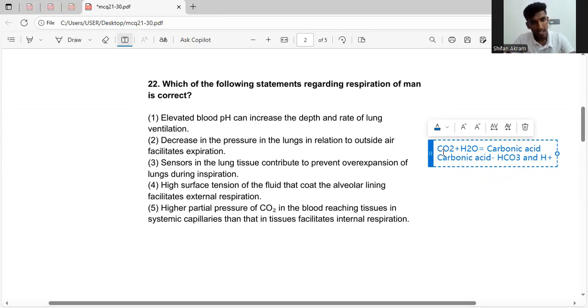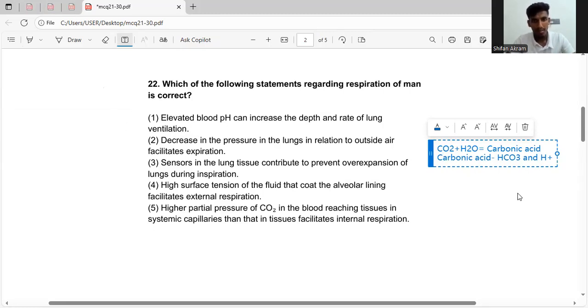We have learned in chemistry that as the hydrogen ion concentration increases, the pH actually reduces. As the pH reduces, the rate and depth of lung ventilation increases. So this should be the other way around. So this is the wrong answer and we can eliminate it.